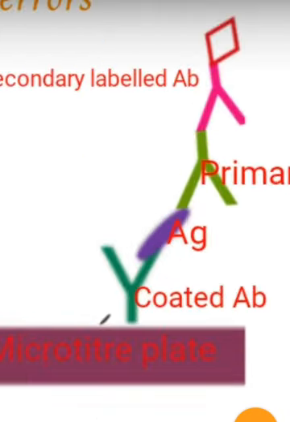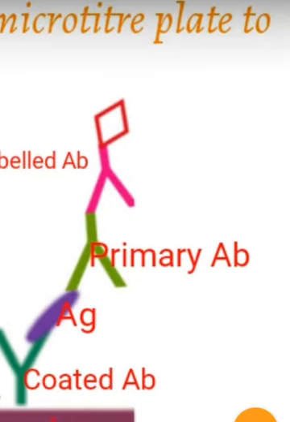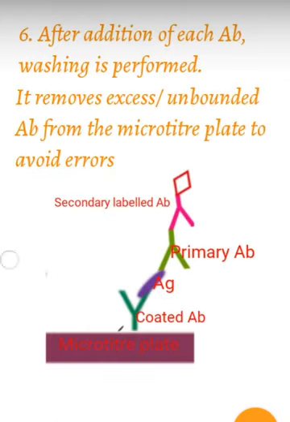So let's see once again. This is the microtiter plate. You have coated the antibody, then the patient sample. If it contains antigen, obviously it will interact with its specific antibody. Now if the antigen is present, the primary antibody will definitely interact with it. If the primary antibody is present, obviously the secondary antibody will bind with it.